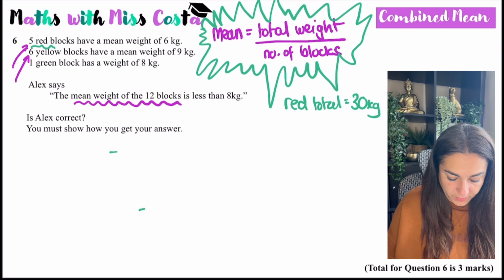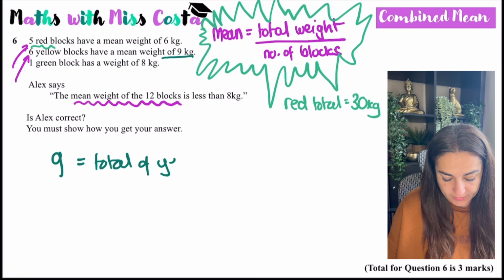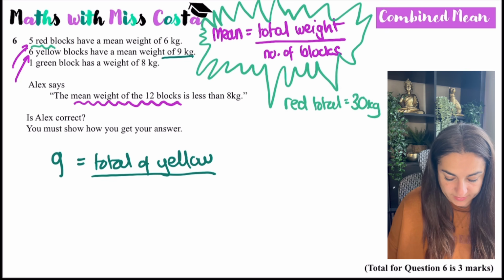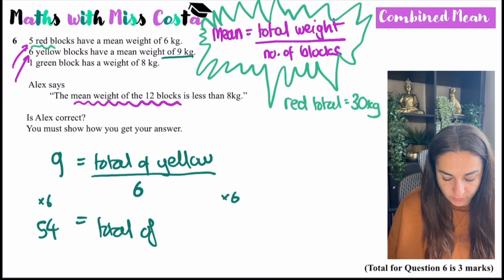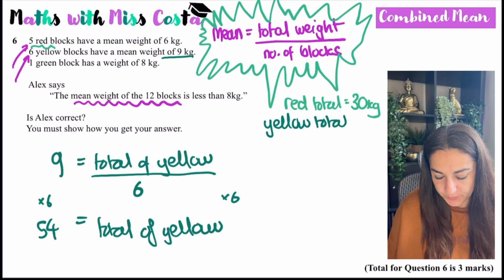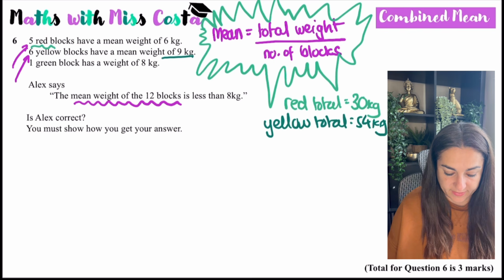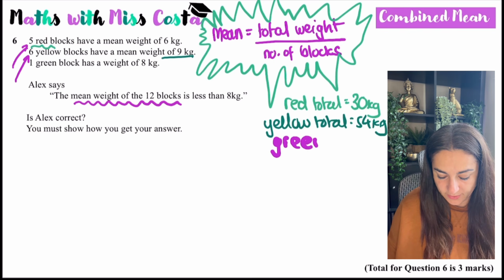I then do the same with the yellow blocks. So I know that the mean of the yellow blocks is 9. The total of yellow divided by however many blocks there are, and there are 6. So that must mean I do 9 times 6, which is 54. So the total of the yellow blocks is 54 kilograms. They've also told me that 1 green block has a mean weight of 8 kilograms. So I know that the green total is just going to be 8 kilograms.